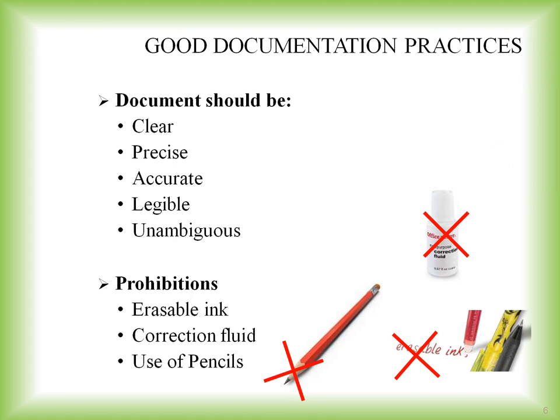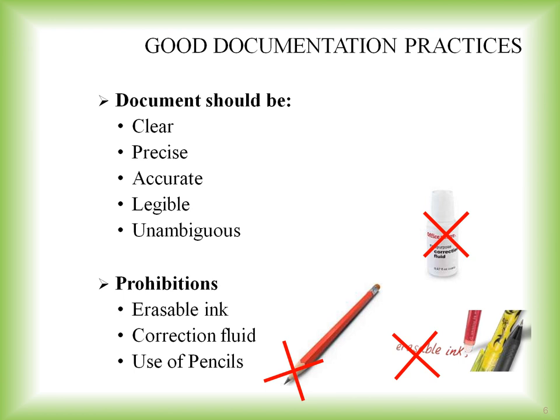How should the document be in GDP? The document should be clear, precise, accurate, legible, and unambiguous. You can see over here the label on the plastic vial which is mentioned over here. The label is not clear.